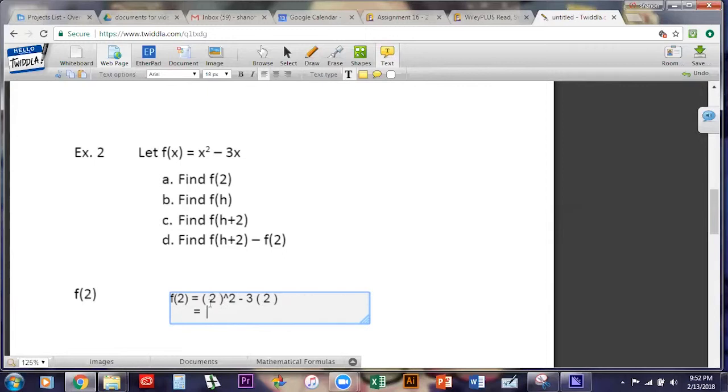2 squared, or 2 to the second power, becomes 2 times 2, which is 4, minus 3 times 2, which is 6, giving me a result of negative 2.